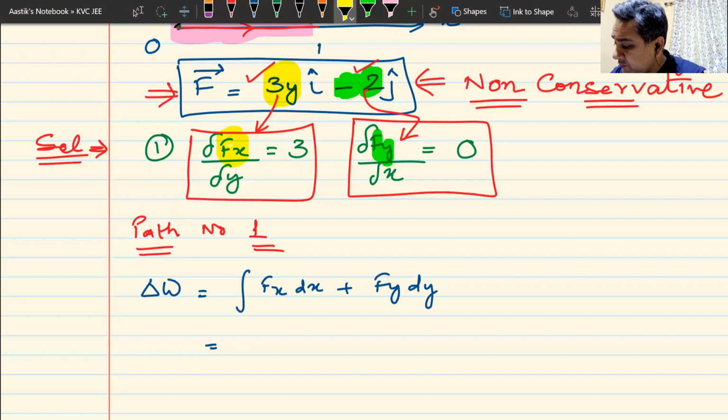What is Fx here? See, we just make small things. How much is Fx? You can see it on your screen. How will you get the value of Fx? You have to look at what is there with i. How much is the value with i?